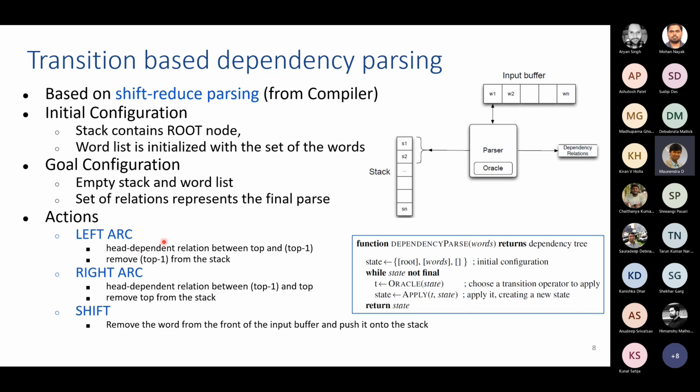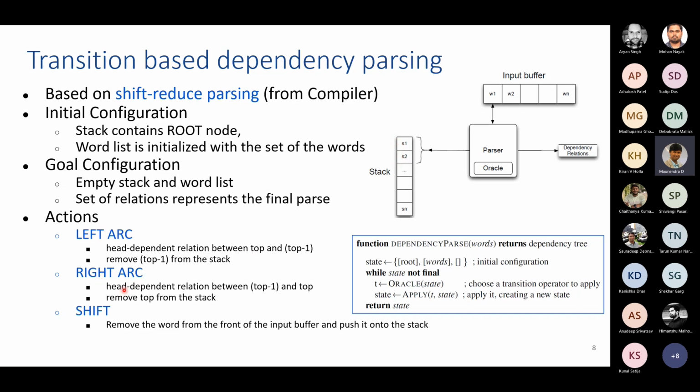Left arc means a head-dependent relation between top and top minus one. This is the stack top, and this is, let's say, stack top minus one. Left arc means there will be an edge from top to top minus one. Since it's a stack, top minus one was entered before, then top was entered. So this one came first, and then this one came after in the sequence. That means the edge is going from right to left, so it's a left arc.